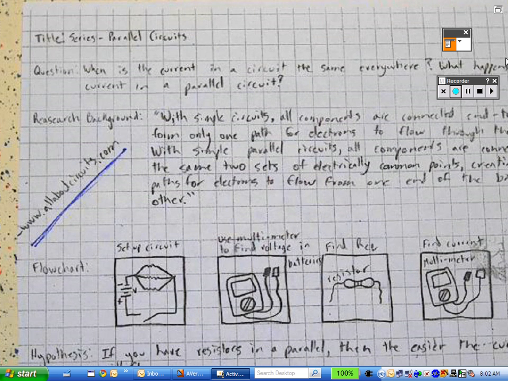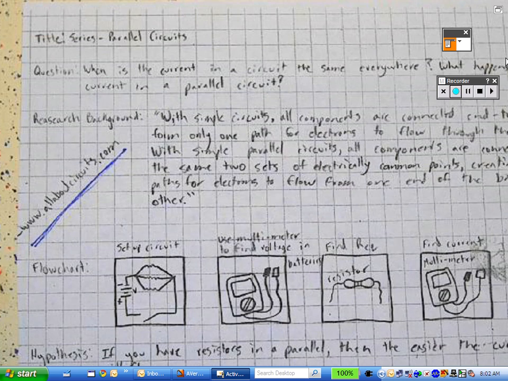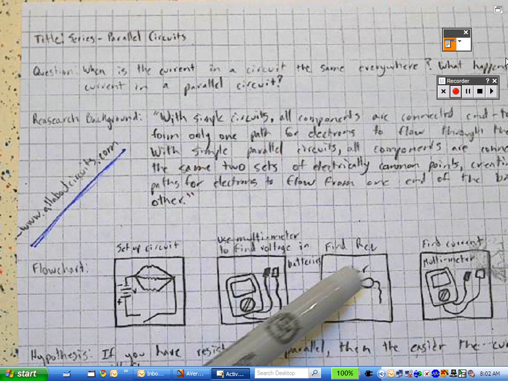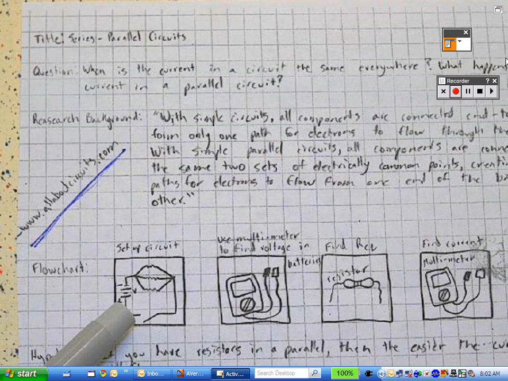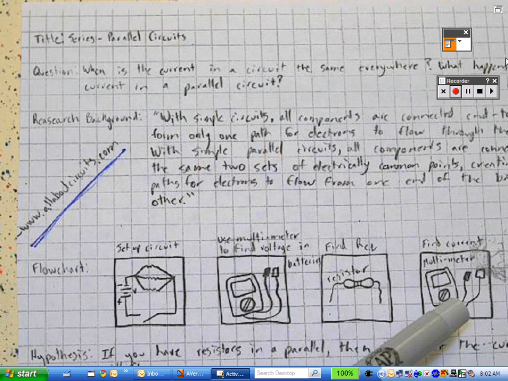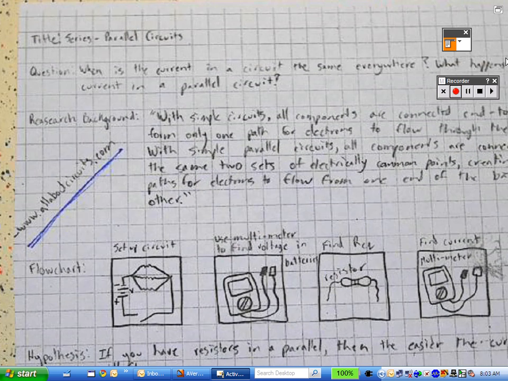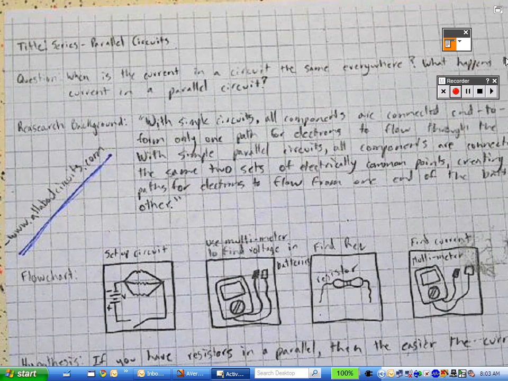Then, as a part of the pre-lab, I would like a flow chart. Simply a few boxes that, as pictures, tell what you're going to do in the experiment. Then there's a hypothesis. The hypothesis will be in the form of an if-then kind of statement. So for instance, this person wrote, if you have resistors in parallel, then the easier the current will flow. That's the way it's written. So this is a part of the pre-lab. Then there is data recording.